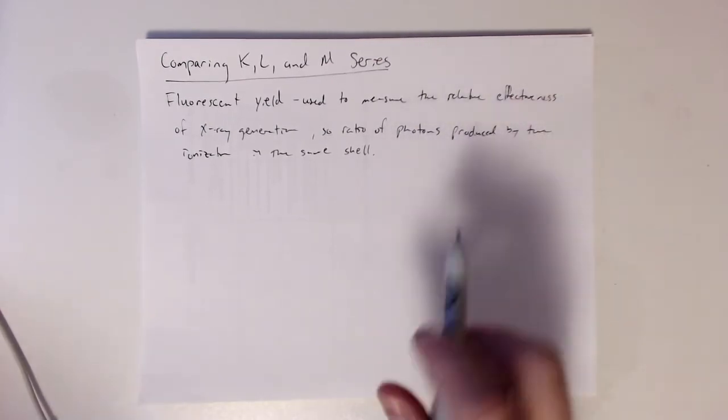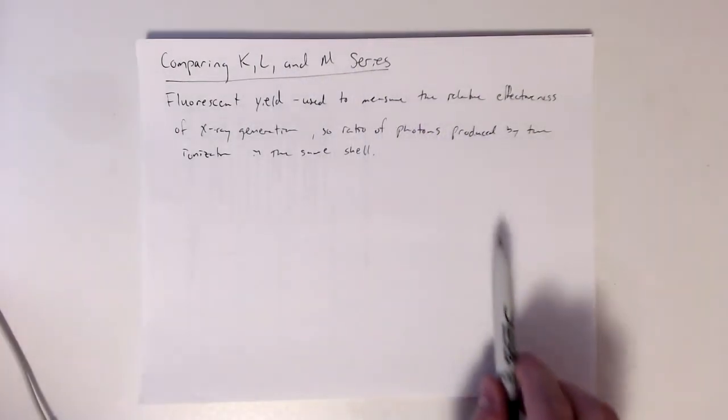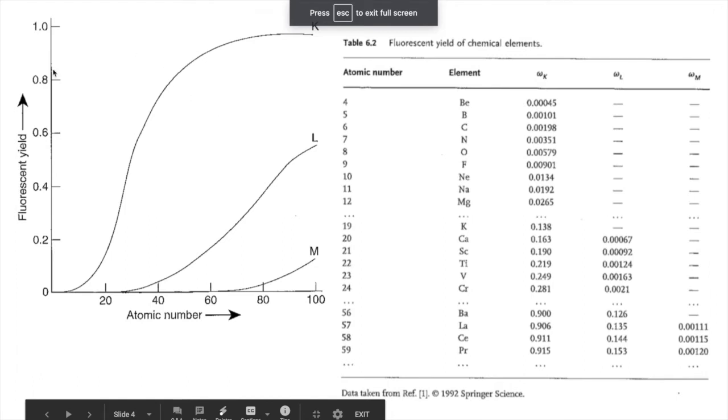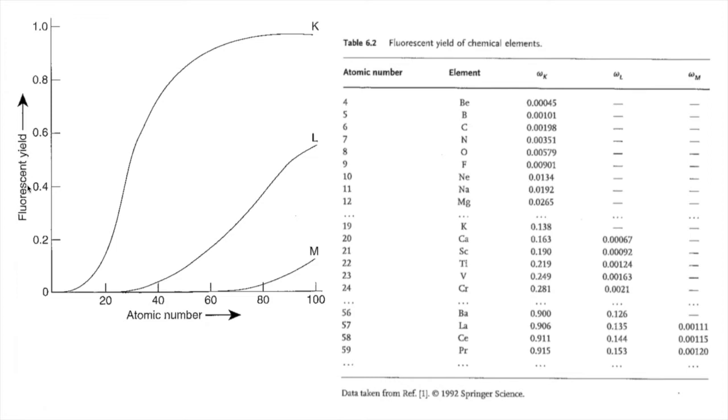So let me switch and show you the slide comparing the K, L, and M series with the fluorescent yield. Okay, if you take a look at the graph on the left, you'll see this term fluorescent yield. That is the ratio of photons produced when you're talking about the ionization. We have the K, L, and M series as a function of the atomic number. So which ones will be produced given a certain atomic number?